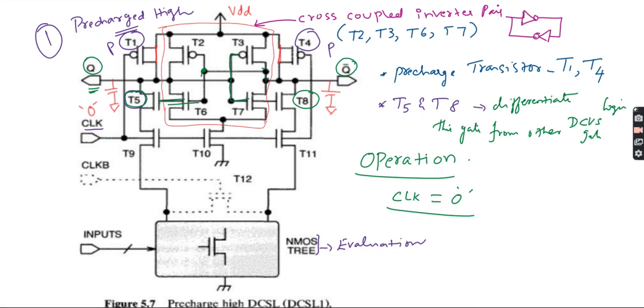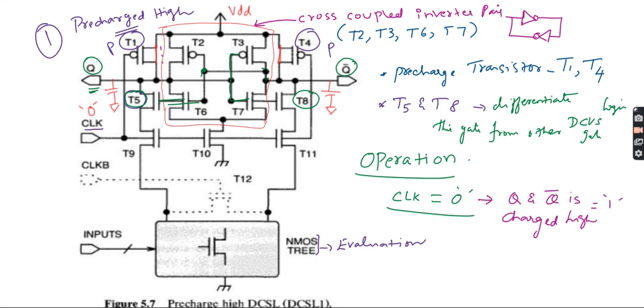Now what happened? We can see when the clock is equal to 0, the T1 will be on, the VDD will flow over there, then the Q will be charged, correct? The Q will be charged and the Q bar also will be charged. So I can say when the clock is equal to 0, the Q and the Q bar are charged high, means it is 1. When it is charged high, the gate evaluation begins with the stable inputs. This is the pre-charge state.